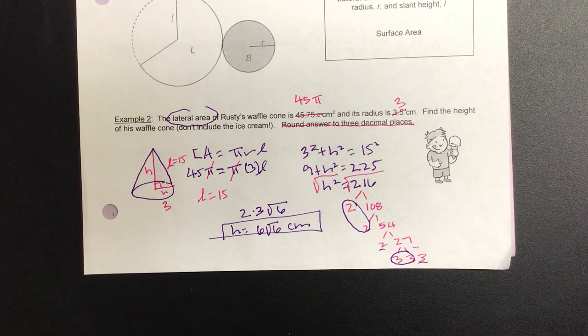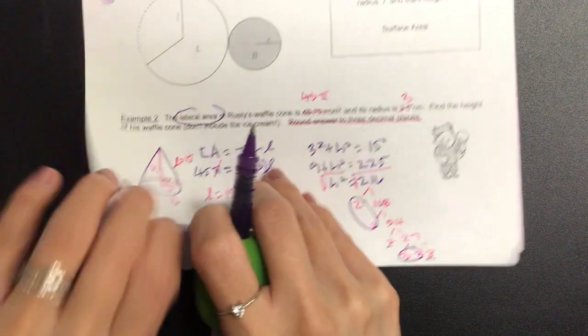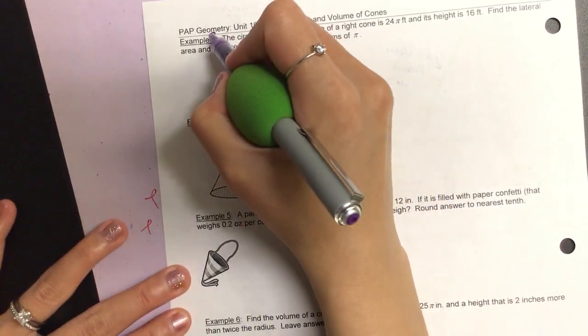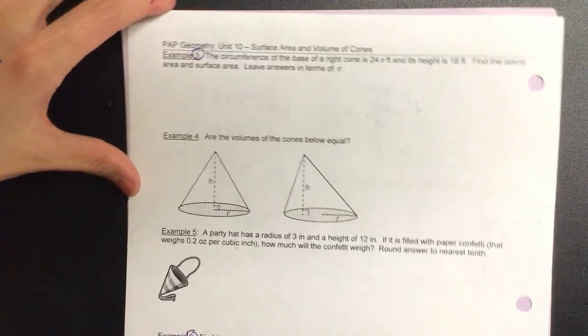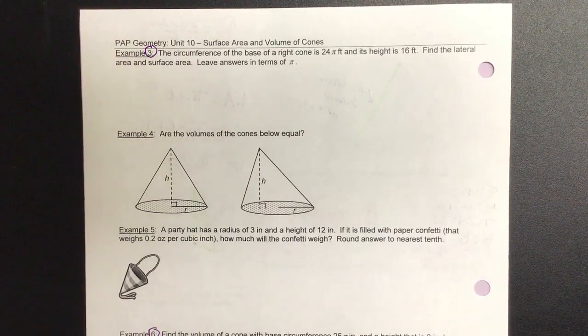Okay, let's go on to the back. On the back, let's do number 3 and number 6. Okay, let's do number 3 with the partner. Talk to your neighbor.